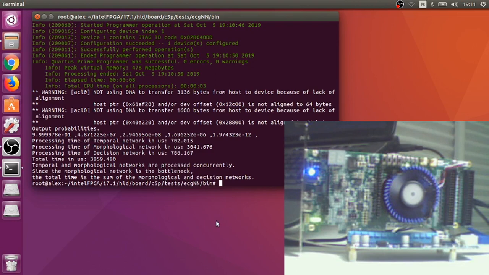So with this, we demonstrated the AS025 project developed for the 2019 InnovateFPGA.